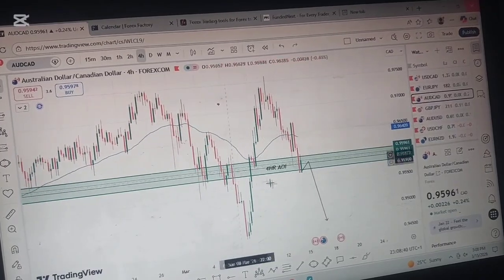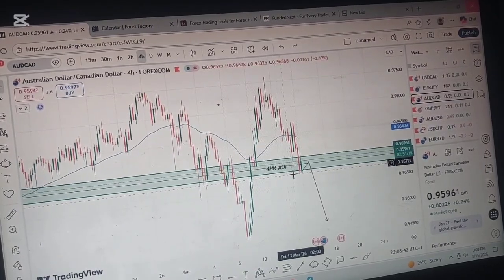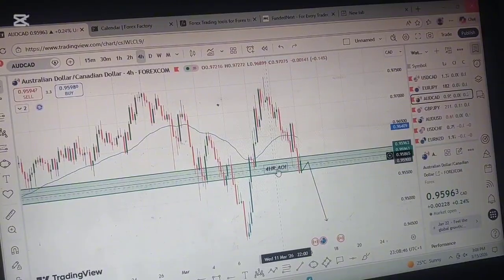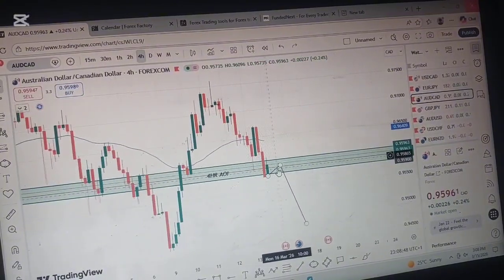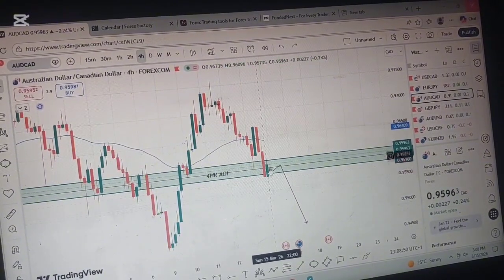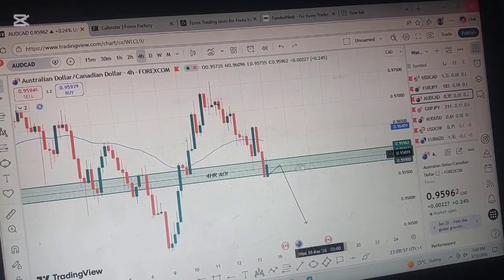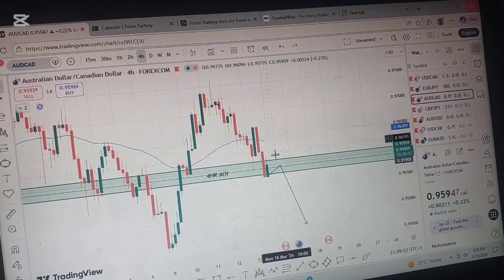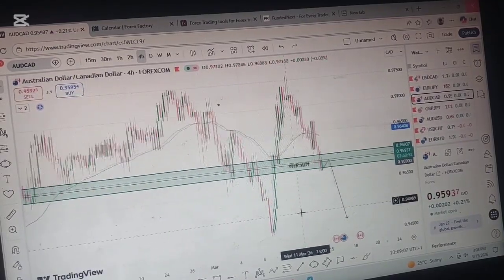You guys can clearly see my area of interest. I write it up, whether it's the weekly, daily, or 4 hours, so I can know the area of interest. This is the 4 hours area of interest. So I'll just be waiting for the breakout and retest of one psychological level, 95,900. Reject EMA, reject area of interest, so we can take the trade to the downside.